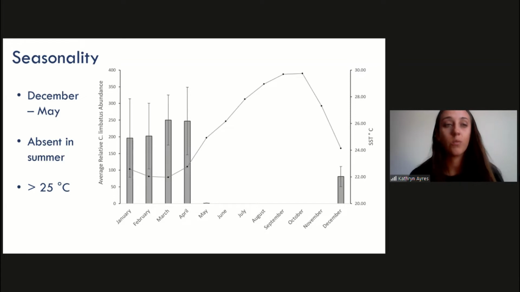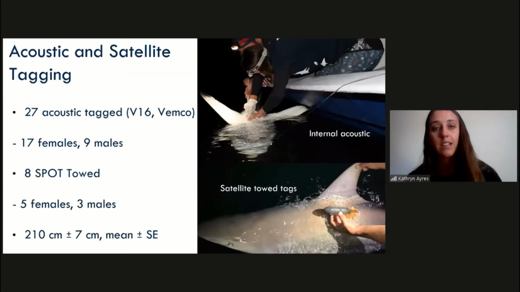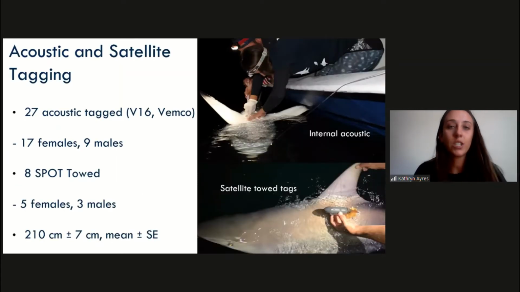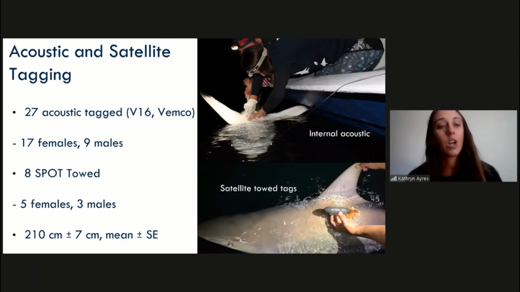So we also used acoustic and satellite tagging. We managed to tag 27 sharks internally with acoustic V16 transmitters. We tagged 17 females and 9 males, and we also tagged 8 sharks with satellite SPOT tags from Wildlife Computers, and we tagged 5 females and 3 males, and the average size was 210 centimeters. So all these sharks were adults.